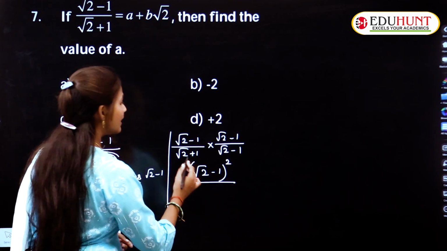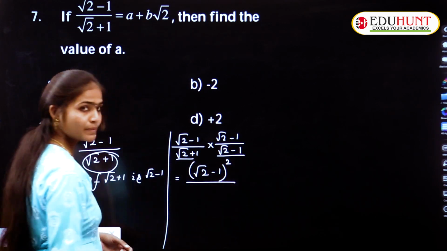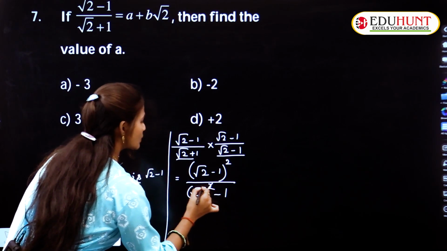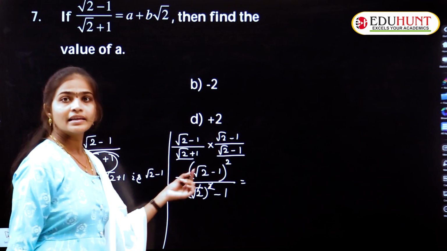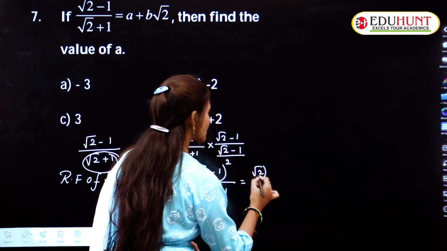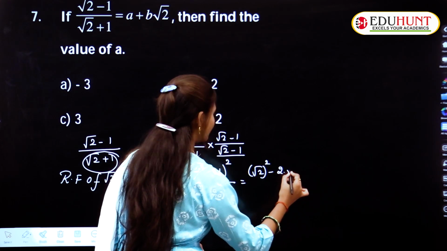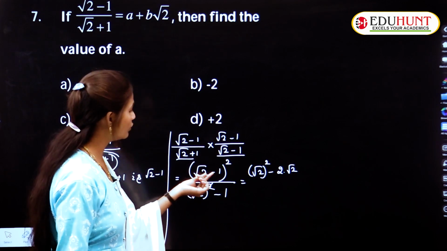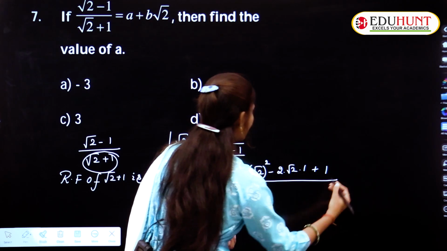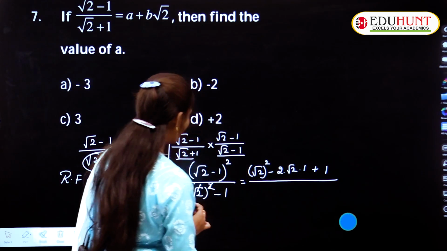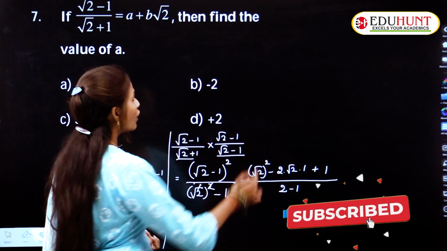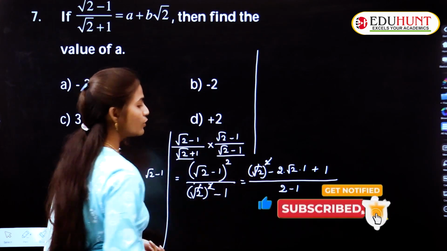Whole by, this is in the form of (a plus b) into (a minus b), so its value is a square minus b square. So square and root get cancelled. Here the numerator is in the form of (a minus b) whole square, so that is a square minus 2ab plus b square, whole by square and root get cancelled. Then we have 2 minus 1.